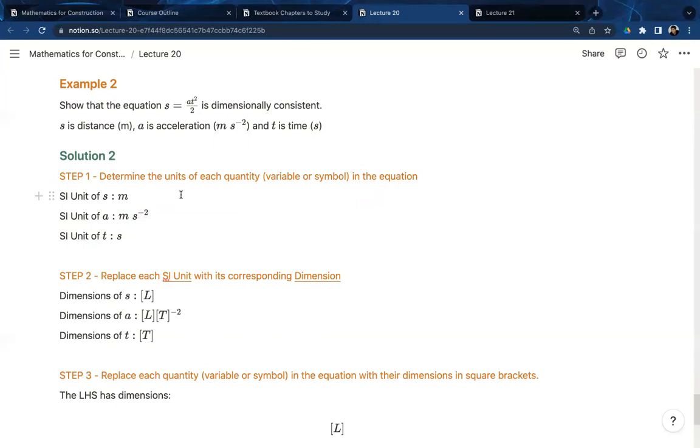Then we look to the table and substitute for m and s, right? What are the dimensions? For m, the dimension is L. m s minus 2 is L T minus 2, and s is T. So we replace the unit with the dimension. That's how you know the dimensions of the quantities.